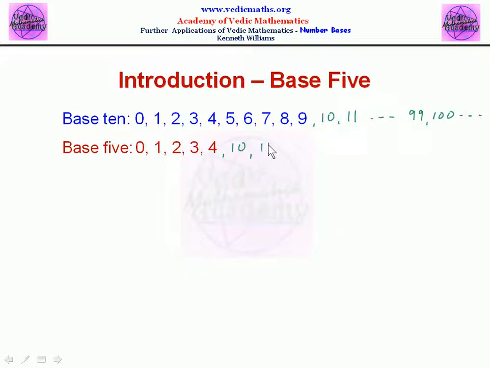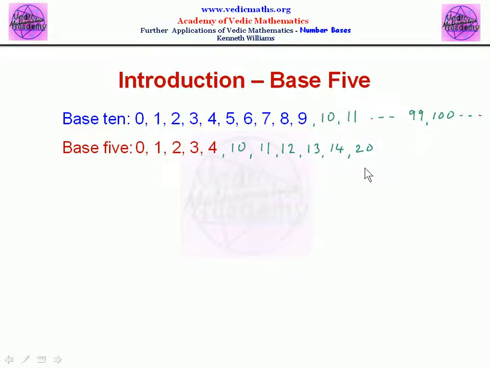After 10 comes 11, in which we have a 1 unit and a 5. This one here stands for 5 in ordinary base 10 terminology. This one stands for 5, so this is 6. 5 and 1 is 6. And then 12 will be 7 in base 10. And then we would say 13, and then 14. What comes after 14? Actually, it's not 15 because we're not allowed a 5, so now we go on to 20.